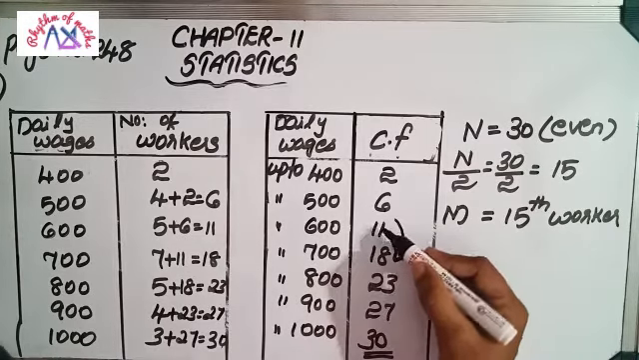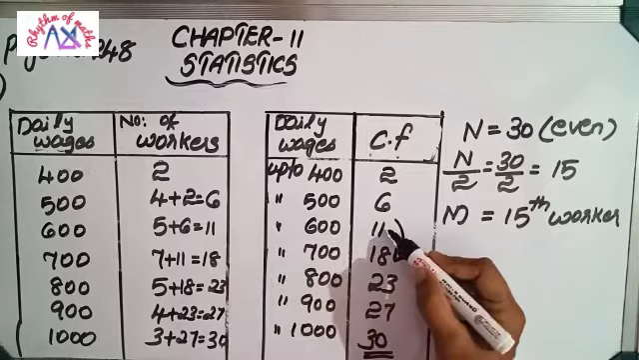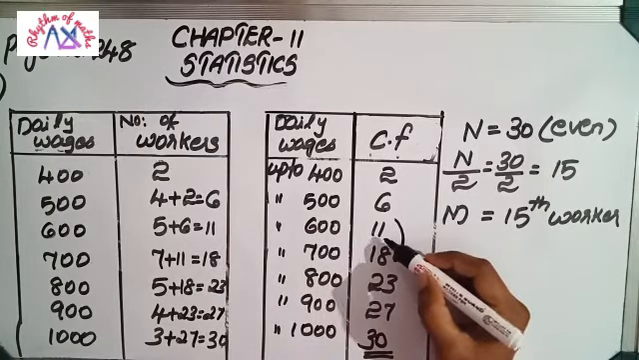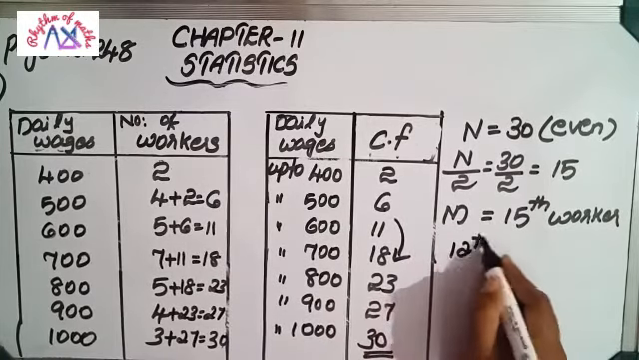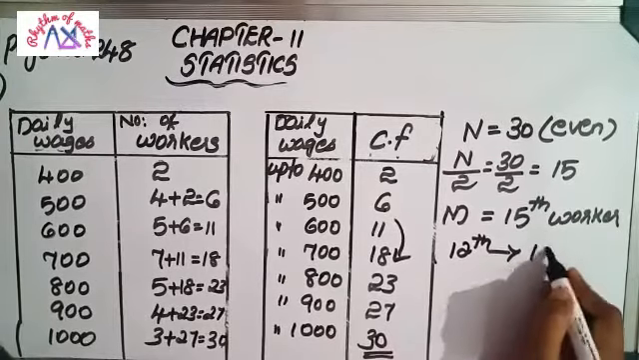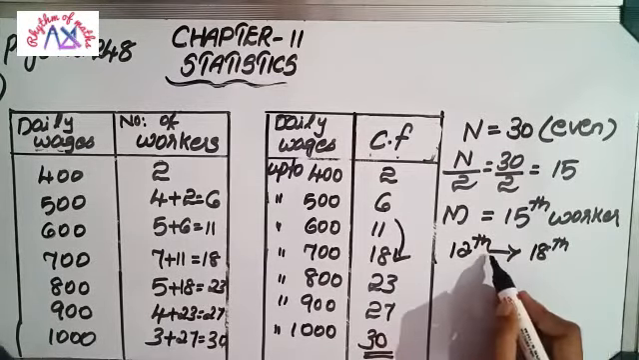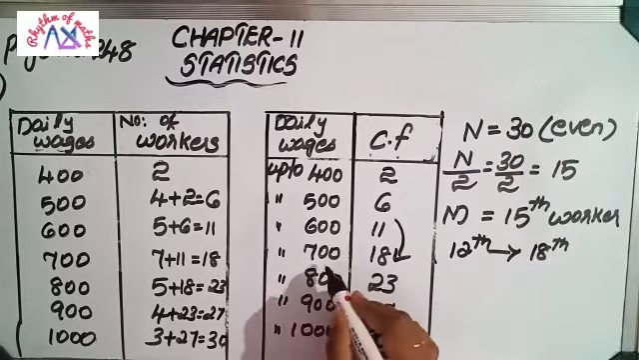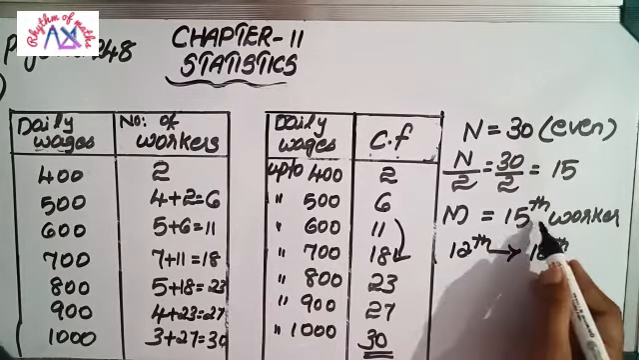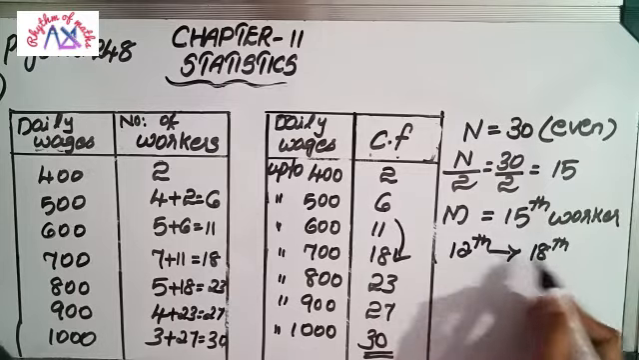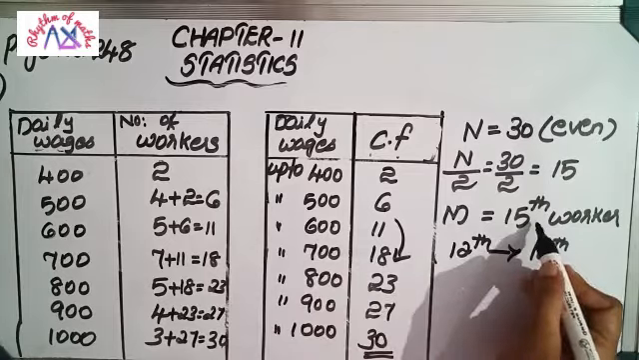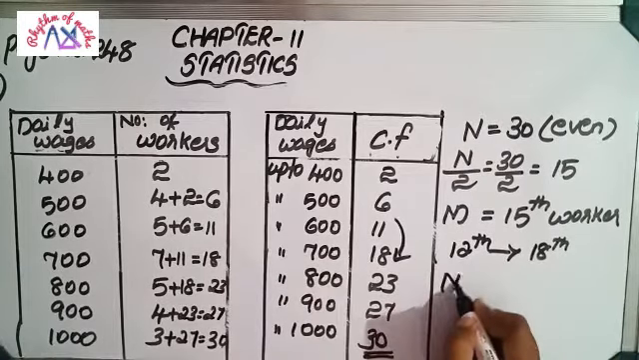So up to 600, that means up to 600 daily wages, 11 workers are getting. After that, from the 12th worker to the 18th worker, they are getting an amount of what? 700 rupees. So the 15th worker comes in between the 12th and 18th worker. That means the 15th worker's amount will be 700 rupees.